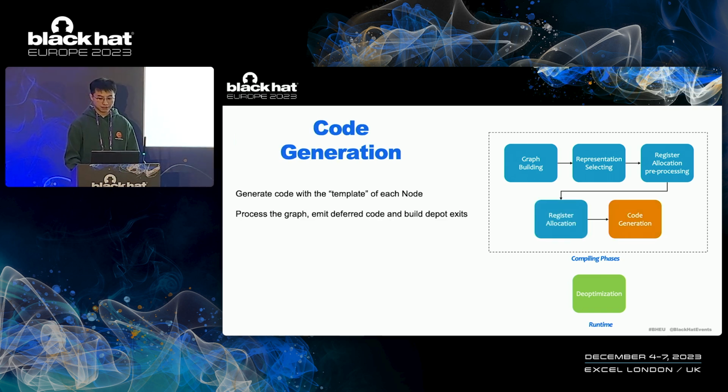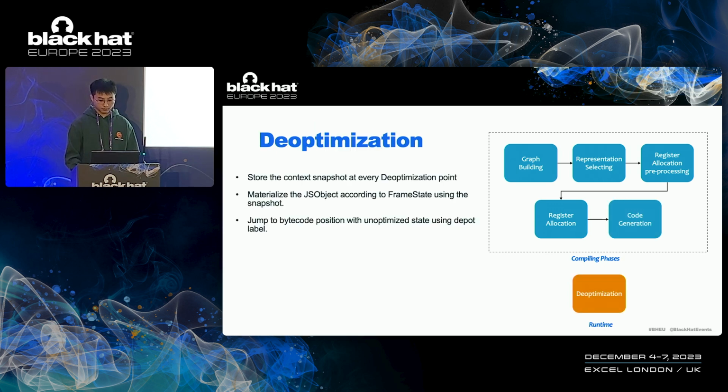The code generation phase is based on function templates. It traverses the node graph, emitting deferred code and creating return points for the optimization. If the input breaks the assumption of Maglev compiler, it will jump to the corresponding de-optimization label and fall back to the runtime to execute the bytecode.